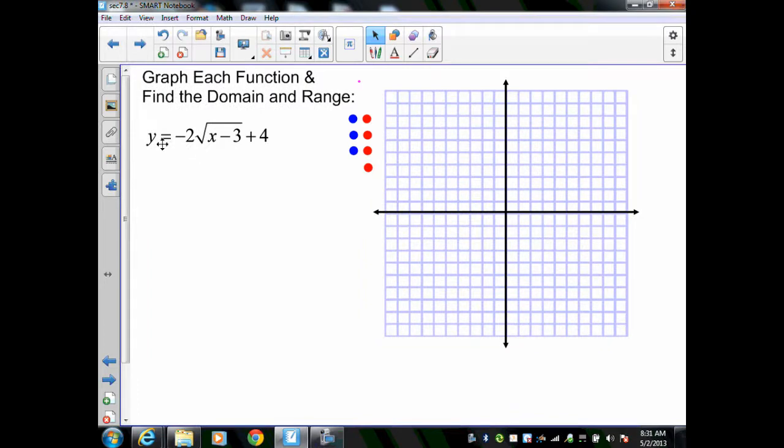In this example, I want to graph y equals a negative 2 square roots of x minus 3 plus 4. To begin, I still want to graph y equals the square root of x. We know that to be 0, 0, 1, 1, 4, 2, and 9, 3. And then I'll just plot those points.